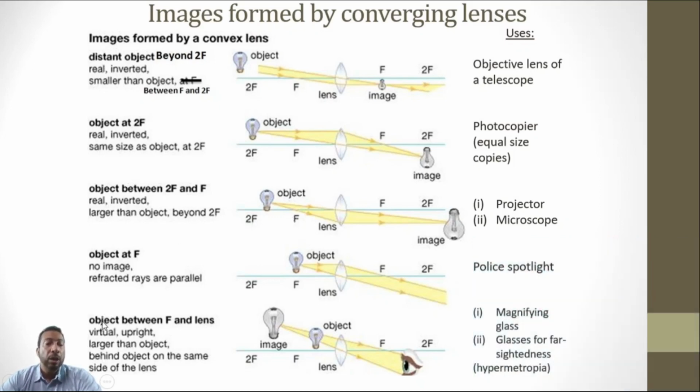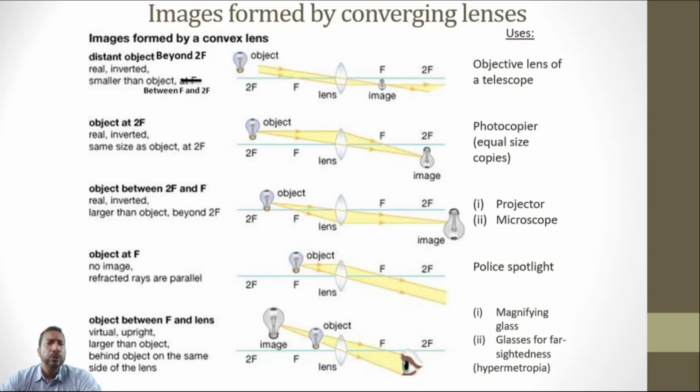And finally, when the object is in between f and the lens, a virtual and upright image is produced, and the image is larger than the object and it is behind the object on the same side of the lens. We have a couple devices that use that, namely a magnifying glass and glasses for farsightedness, also known as hypermetropia.